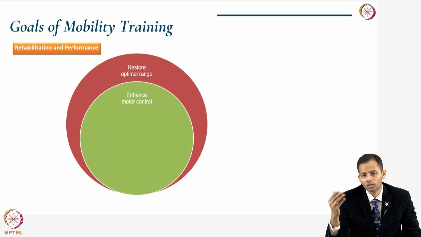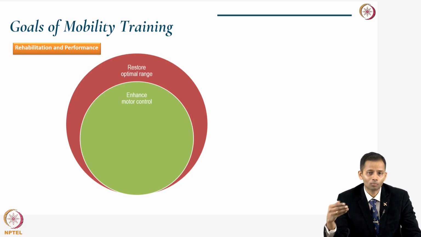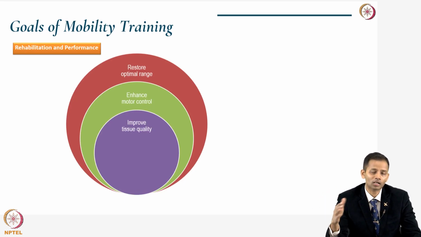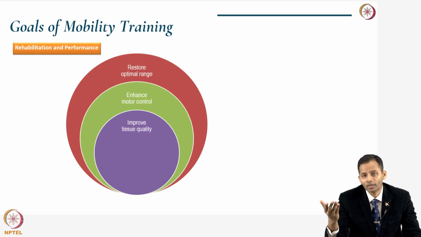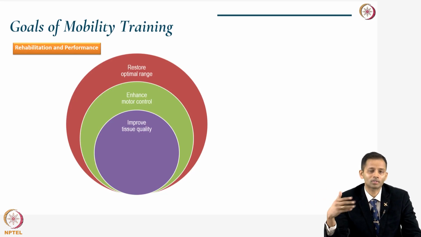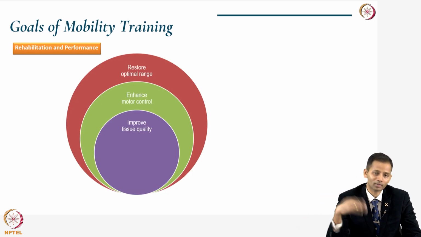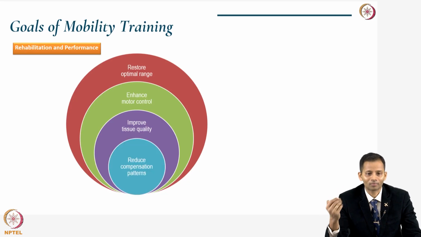The second important goal is to enhance the motor control. The better the motor control, the better the motor execution will be. Improve the tissue quality. So obviously we have seen there are structures in and around the joint which promote or affect the joint mobility. So the quality of the tissue in and around the joint obviously will have a better say, especially in case of rehabilitation. It is important to get the injured tissue back to the pre-injury status as close as possible, so that the movement and the motor execution is at the optimum level.